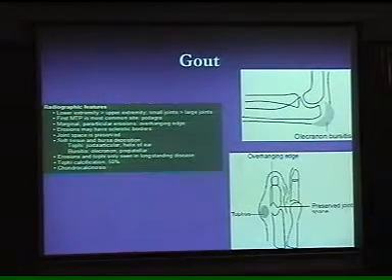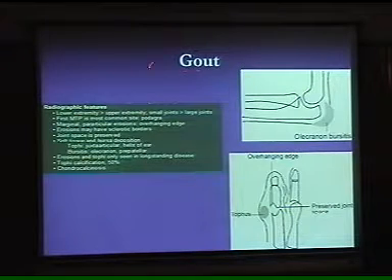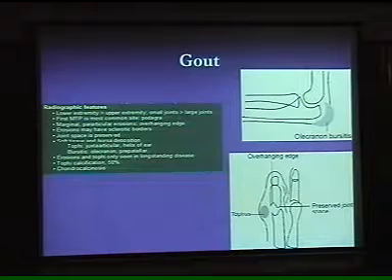Now coming to gout, look at this lower extremity. It's known, and we all know from our old books, it's the disease of kings, because of the high protein diet, varieties of food. They are more prone.